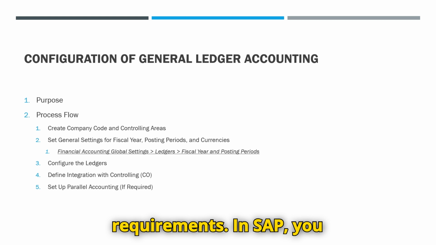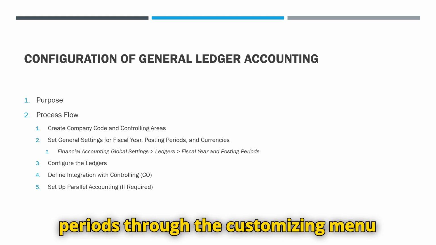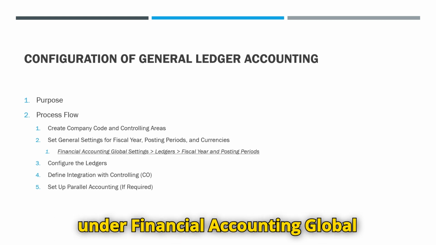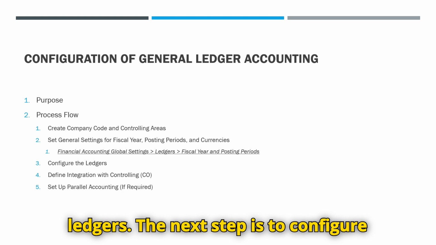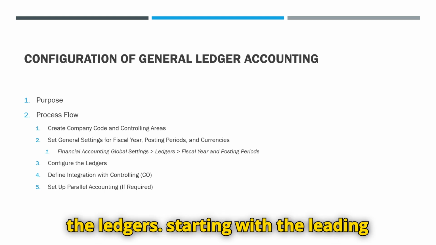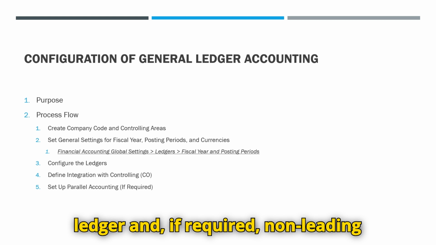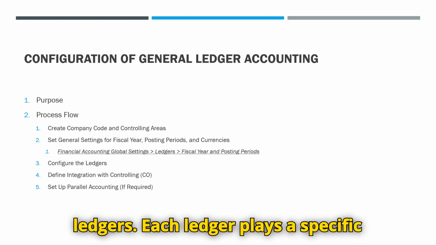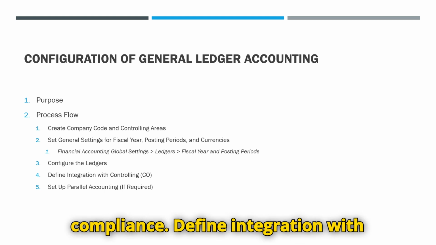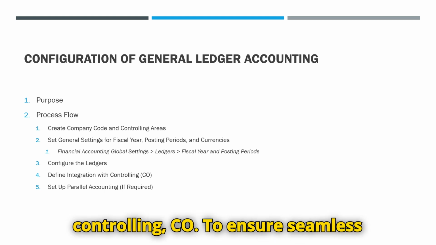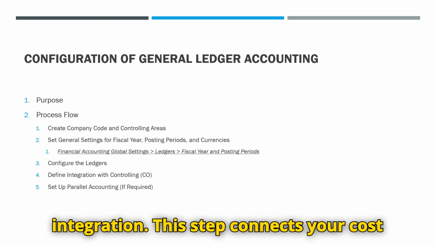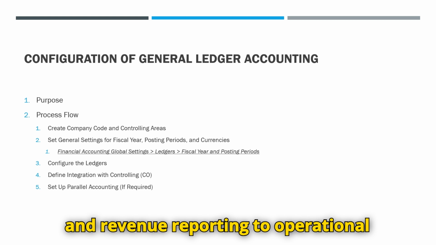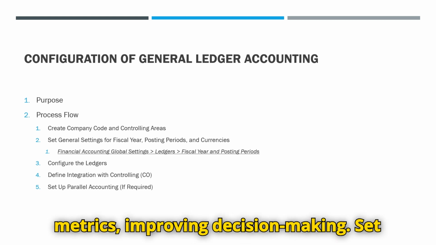In SAP, you configure the fiscal year and posting periods through the customizing menu under Financial Accounting Global Settings. Ledgers. Configure the ledgers. The next step is to configure the ledgers, starting with the leading ledger and, if required, non-leading ledgers. Each ledger plays a specific role in financial reporting and compliance. Define integration with controlling, CO. To ensure seamless data flow between financial accounting and controlling, you'll need to define the integration. This step connects your cost and revenue reporting to operational metrics, improving decision-making.